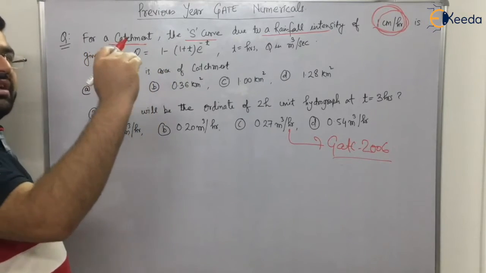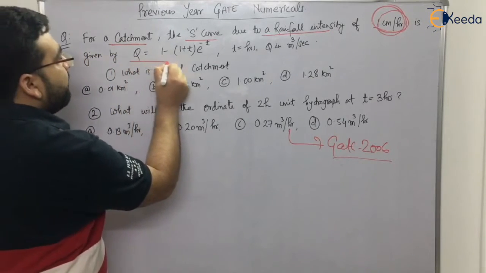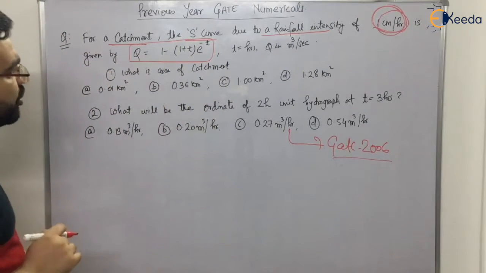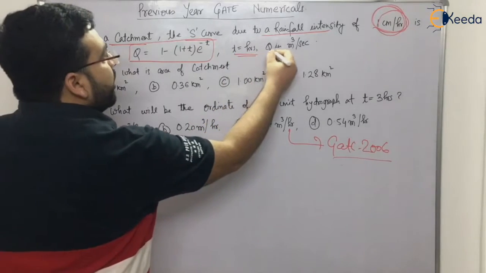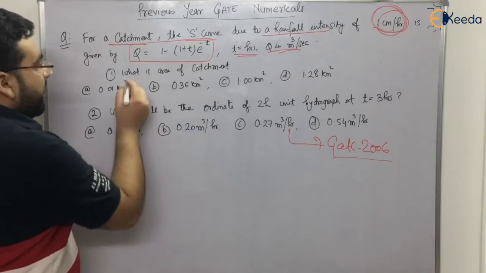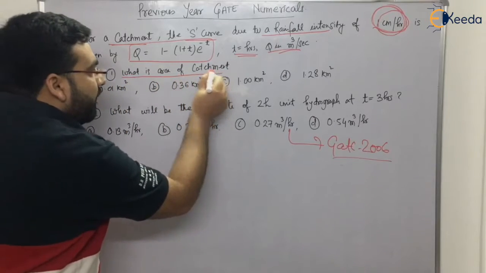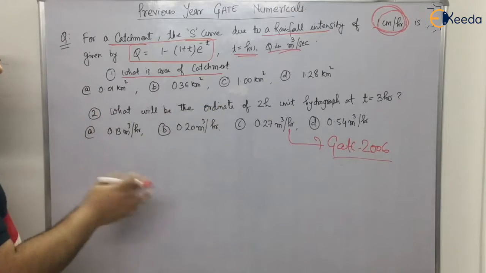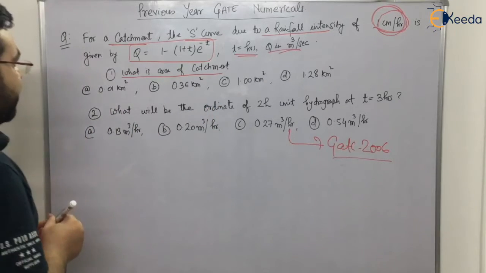So in the S curve we have the discharge Q equals 1 minus (1 plus T) e raised to power minus T. T is in hours, Q is in meter cube per second. So the first question is, what is the area of catchment? Without studying the second question, let us solve the first question first of all.